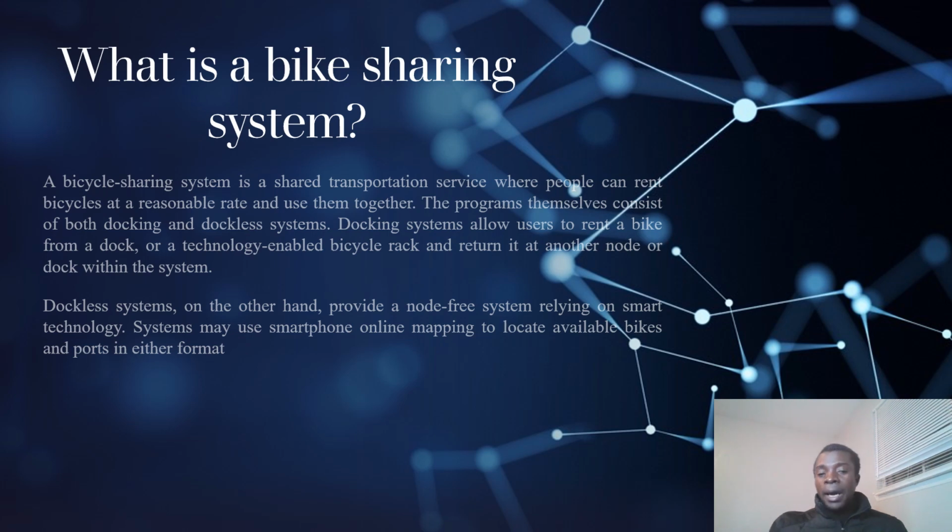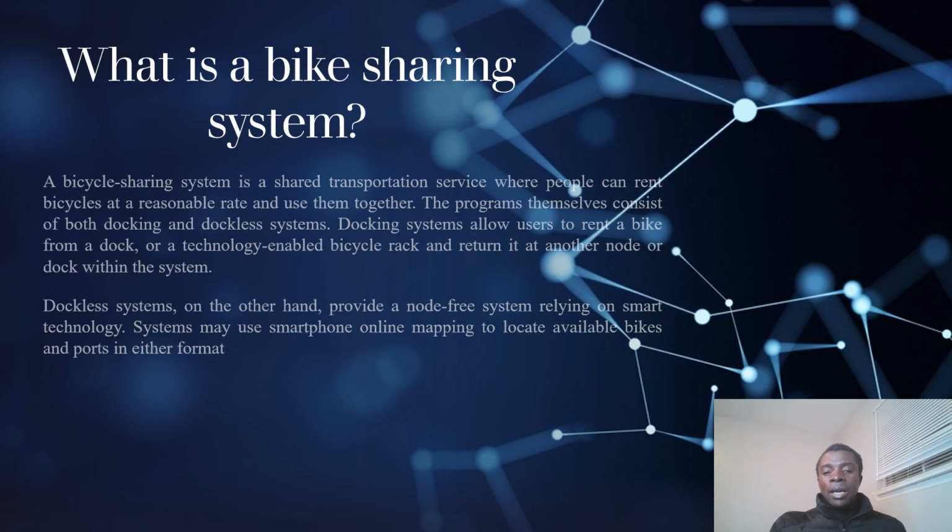So what is a bike sharing system? A bike sharing system is a shared transportation service where people can rent bicycles at a reasonable rate and use them together. The programs themselves consist of both docking and dockless systems.